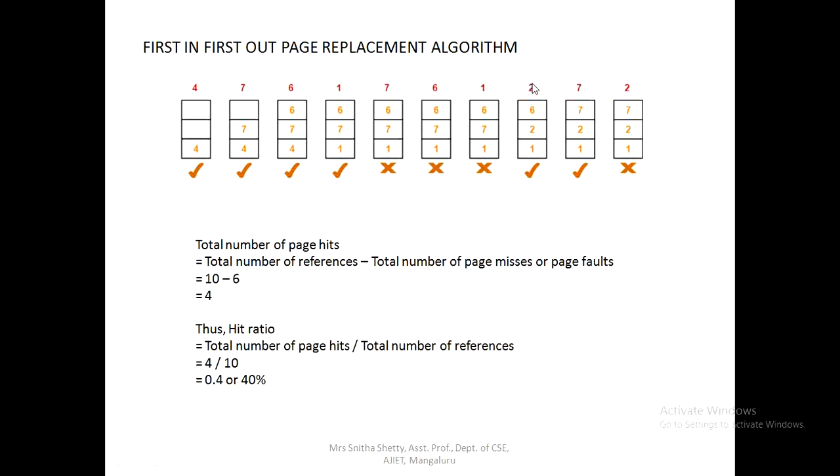Now when 2 is not there, which data has to be replaced? First in, okay, 1 entered last, right? But when we compare 7 and 6, which entered first? 7 entered first, so replace that 7 by 2. So you can see here it is 1 to 6. I replace that 7 by 2. Okay, so it is 1 to 6.